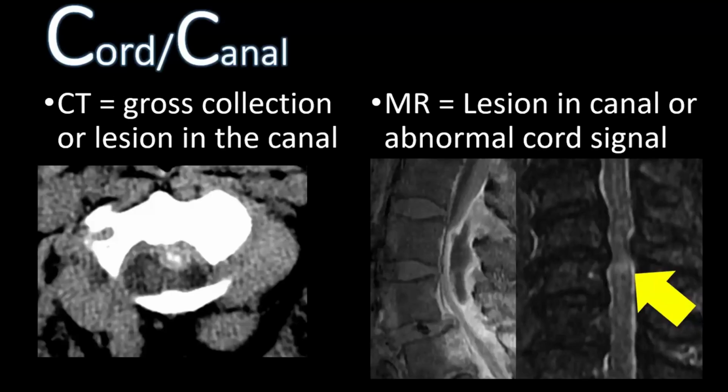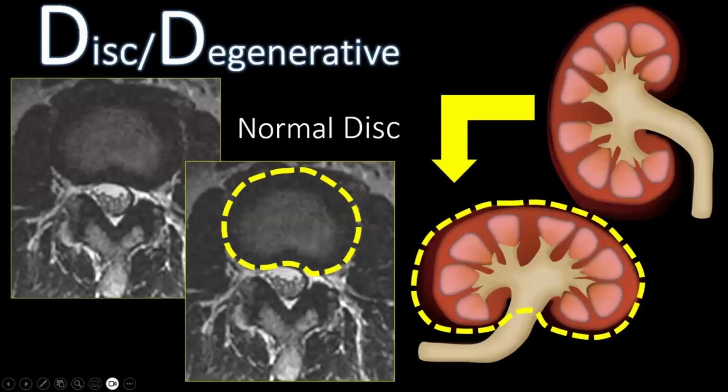So you want to look for any sort of cord edema that could indicate degenerative myelopathy, or even cord deformity, because that can also cause degenerative myelopathy, even before you see cord signal abnormality. And finally, D is for discs or degenerative findings.